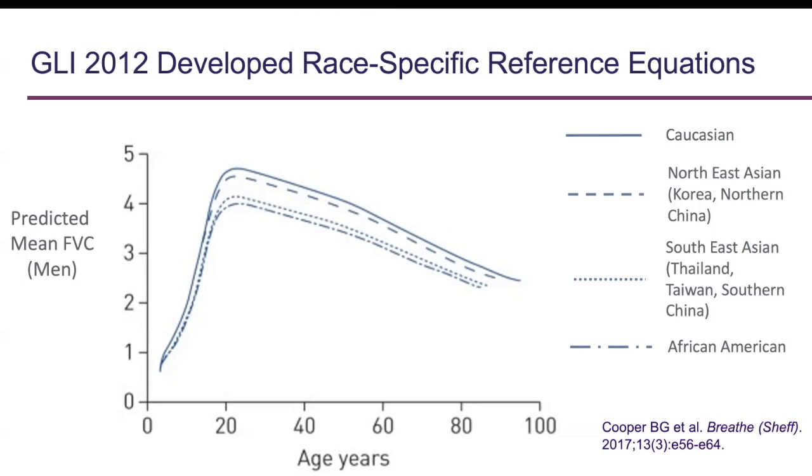Unfortunately, a large swath of the world's population, including the African continent and Indian subcontinent, were excluded due to lack of data. The GLI data was similar to prior data in that it showed the FVC of Northeast Asian men was 4 to 6% lower than white men, and the FVC of African American men was 10 to 15% lower than white men. This data was used to develop the GLI race-specific reference equations for pulmonary function testing. In 2017, the American Thoracic Society recommended using these population-specific GLI spirometry equations based on self-reported ancestry. Prior to that, other race and ethnic-specific equations or correction factors had been used.